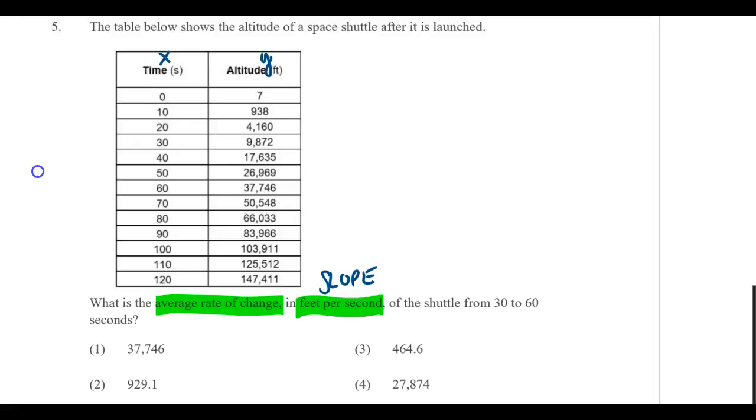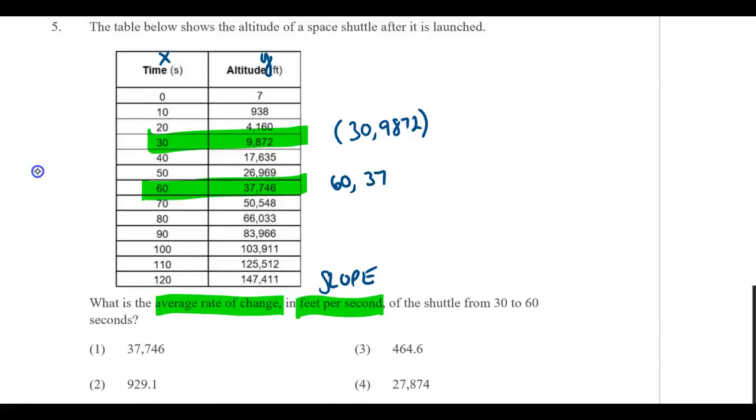So despite me having all of this data, the only two pieces of data that I really care about are when it's 30 seconds and 60 seconds after it's launched. Specifically the coordinate 30, 9,872 feet in the air, and 60, it's going to be 37,746 feet in the air. So the formula for slope is m equals y2 minus y1 over x2 minus x1.